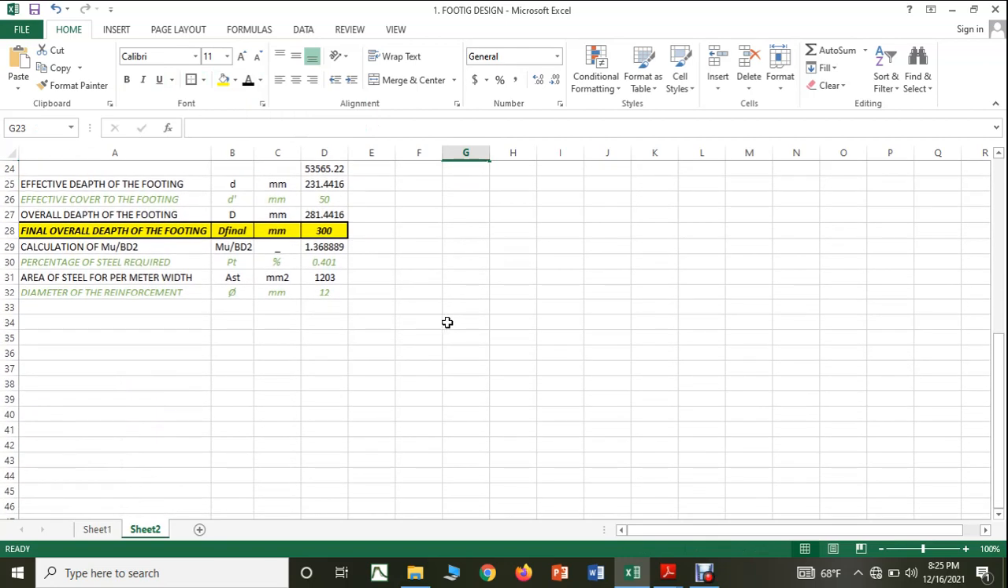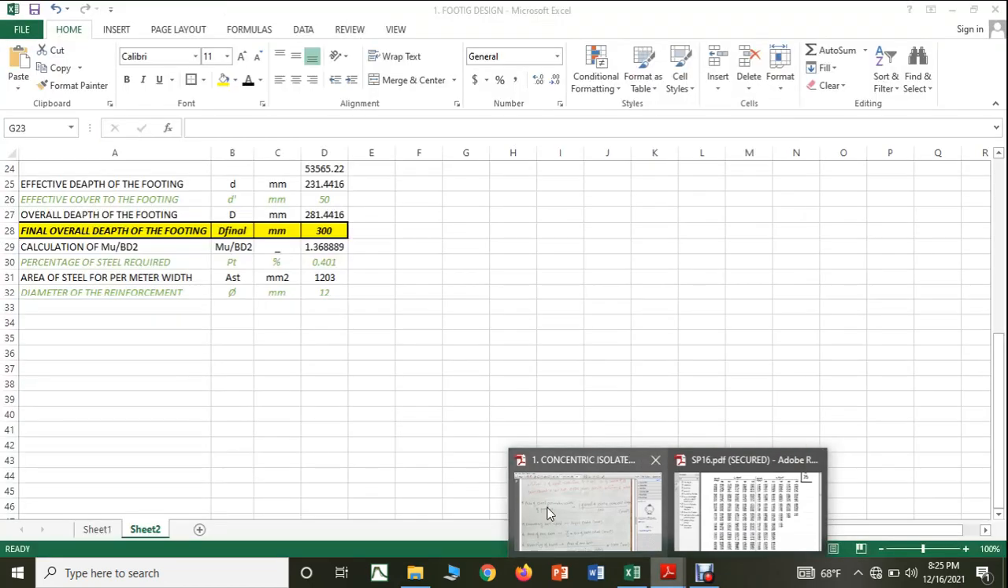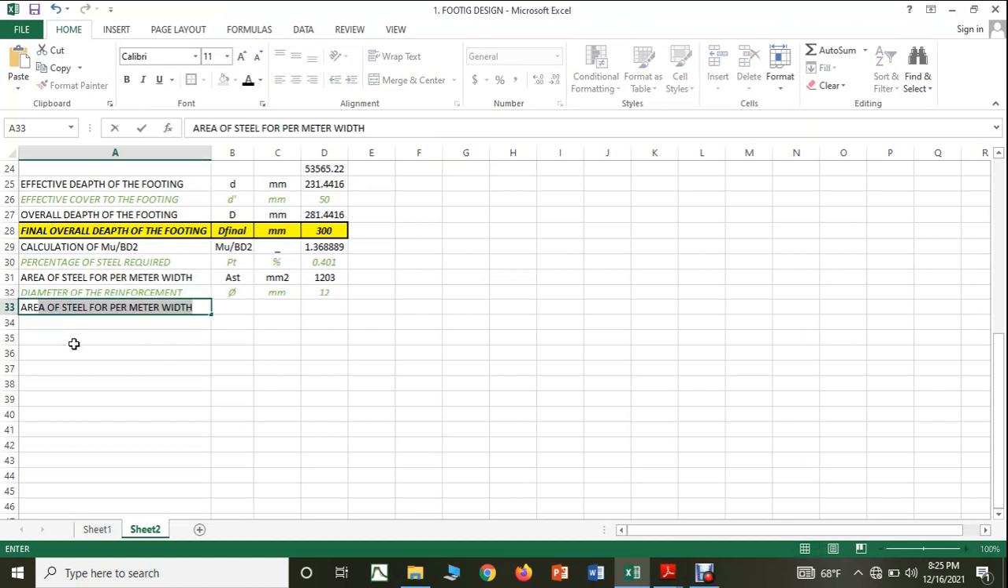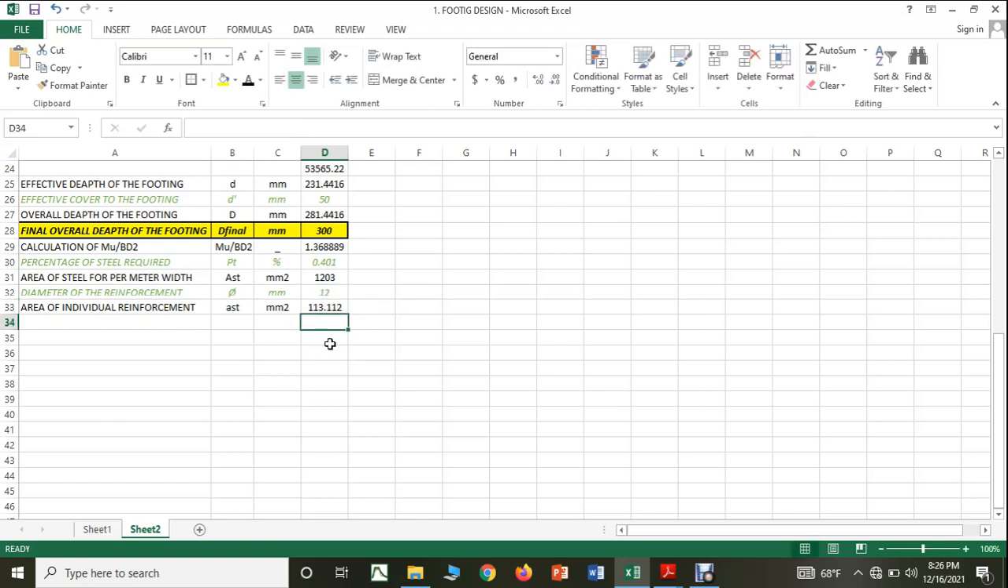Yes, so that is the diameter of the reinforcement. Once you get that, your next step is to calculate the area of that one reinforcement. So, area of the individual reinforcement, I can write it as small Ast, which is in mm square, which is equal to 3.142 into this, that is pi into d square divided by 4. So that will be the area of the one reinforcement.